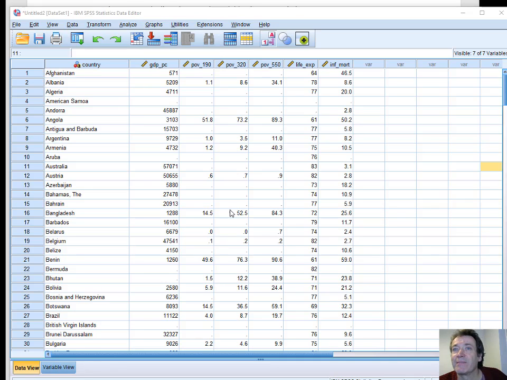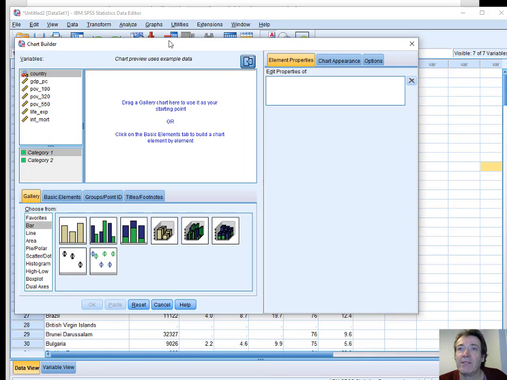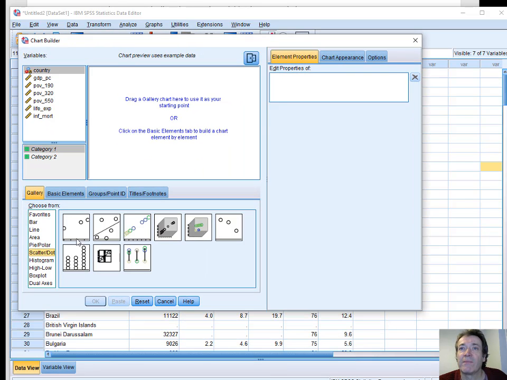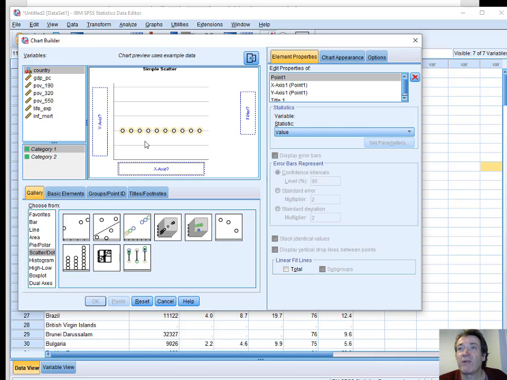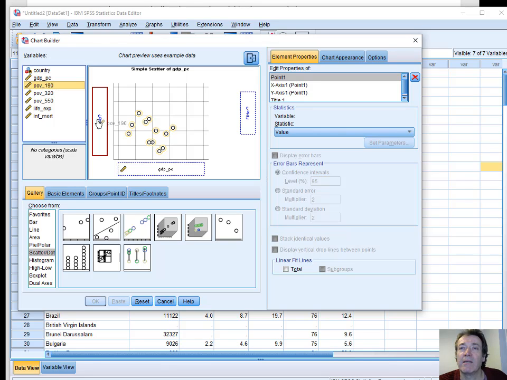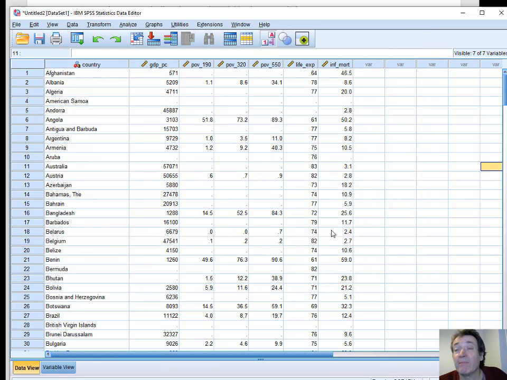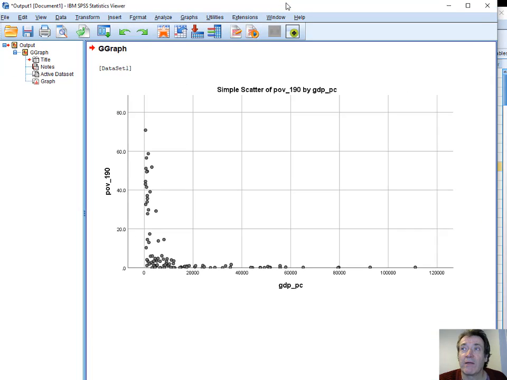Oh, it's going slow now. There it is. Just grab the scatter graph, the straightforward one, and drag that to there. And you just drag what you want on each axis. So I want GDP per capita on the x-axis, and then see how that's related to various things, like how it's related to poverty. Put poverty on the y-axis there, and boom. Something should happen. There we go. That's what we get from there.